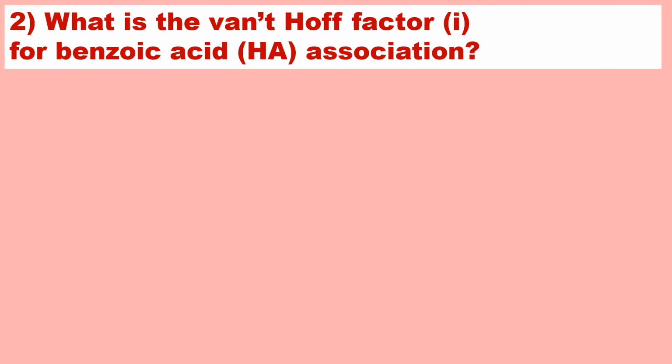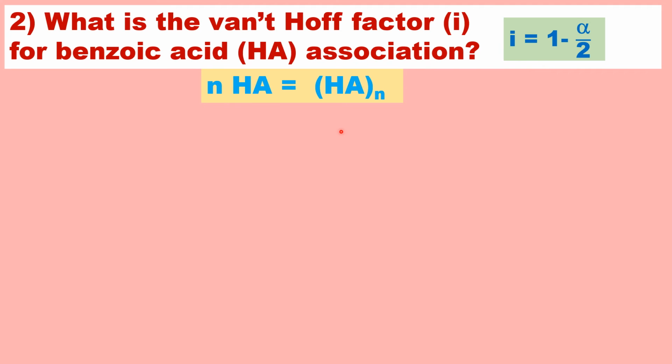Let us now derive the expression for Van't Hoff factor i for association of benzoic acid. It undergoes dimerization. This is i equal to 1 minus alpha by 2. How it is derived, we will see now.